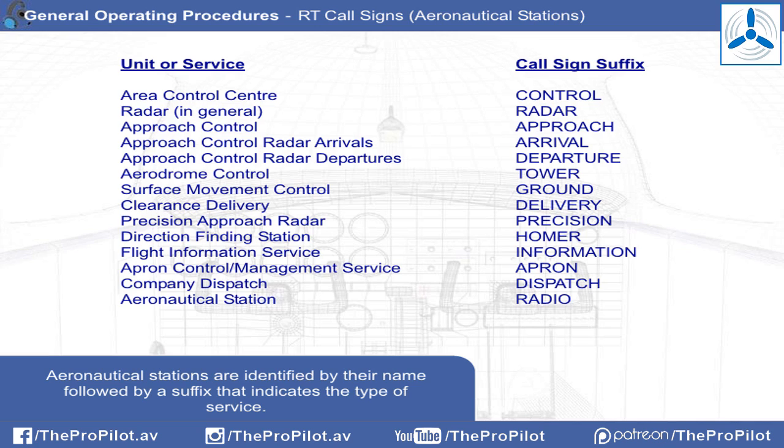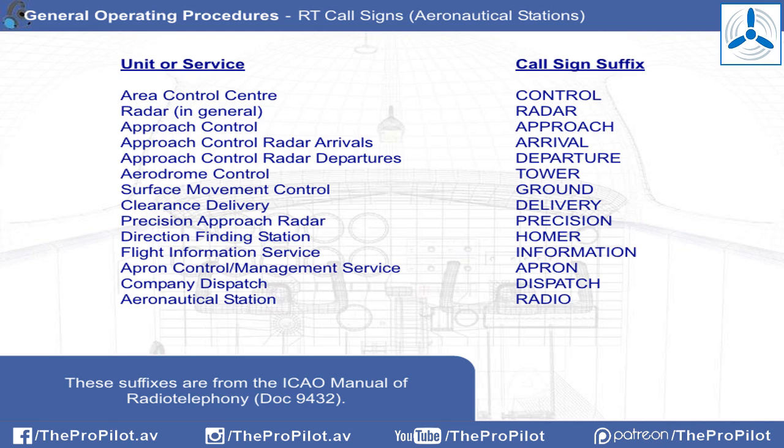Aeronautical stations are identified by the name of the station followed by a suffix that indicates the type of service being provided. In most cases, the service being provided is obvious from the suffix, but this is not always the case. You should therefore be familiar with all the suffixes and their meanings. The suffixes given in this lesson are from the ICAO Manual of Radiotelephony, Doc 9432. However, there may be some minor differences among JAA nations. Students are therefore advised to consult their national RT manuals to ensure they are aware of any differences. The screen shows the complete list of suffixes.